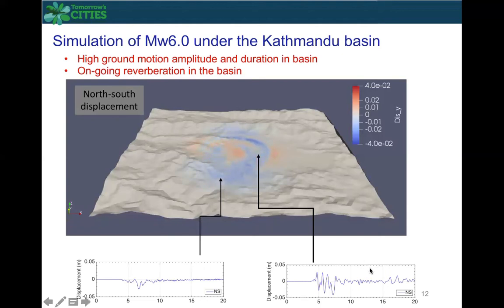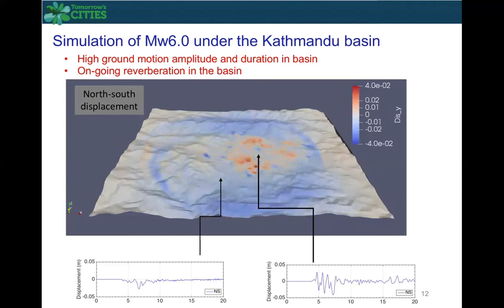The site located inside the basin shows larger amplitudes of ground shaking and pulse-like motions, as well as the ongoing reverberation at the end of the vibration due to the soft soil response. Obviously, these two different ground motions will have different implications in terms of the induced seismic demand and damage in the system.